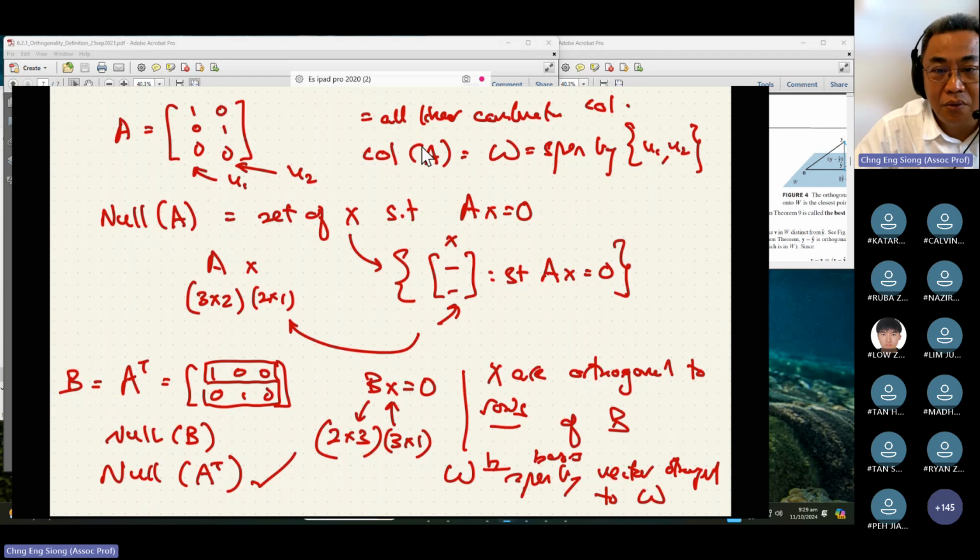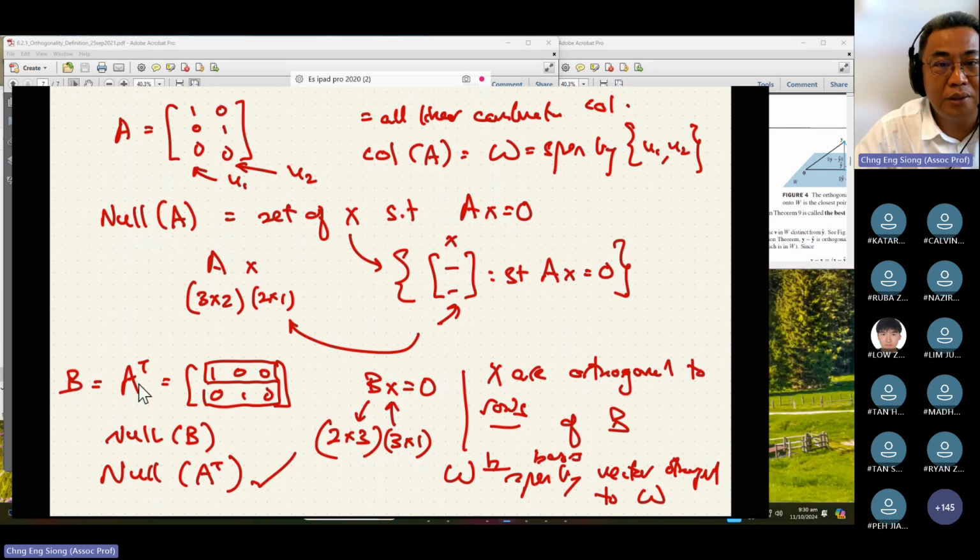So you realize that we are just spinning around these two words. W is spanned by U1, U2. W perp is spanned by vectors orthogonal to W. We choose the basis, therefore we only choose a linearly independent set. But this is abstract. Concretely, we go from W and put it into the columns of A. Now we know the column space of A is all linear combinations. Very nice. We want to find vectors orthogonal to these columns.